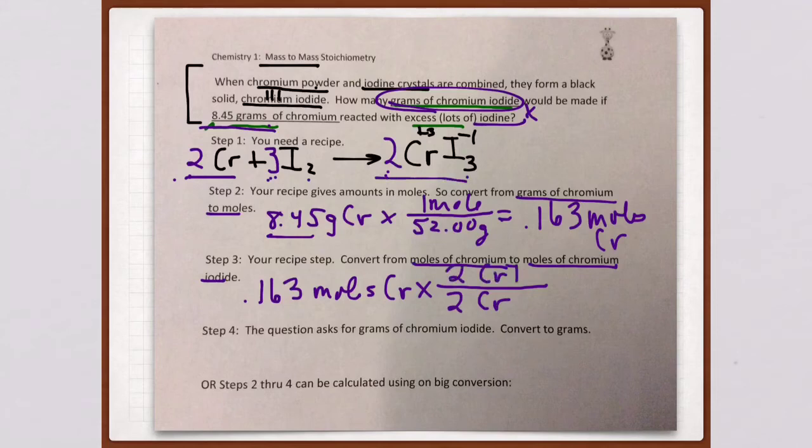Ooh, that makes it easy, because why? Because the moles of chromium cancel. Chromium cancels. 2 and 2 cancel, right? So it's just 0.163 times 1. So we have 0.163 moles of chromium iodide.